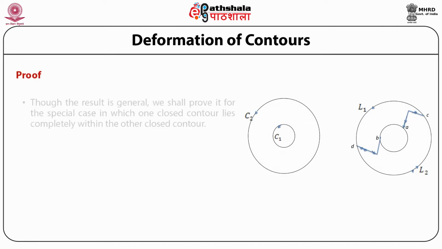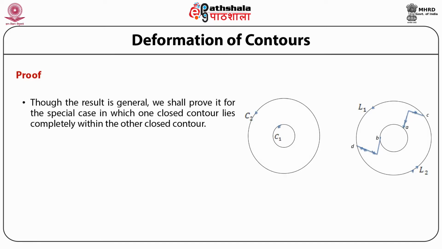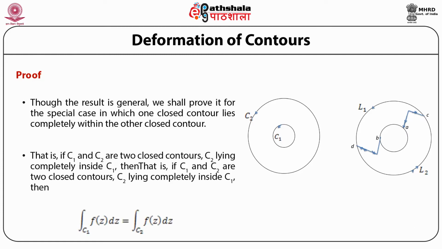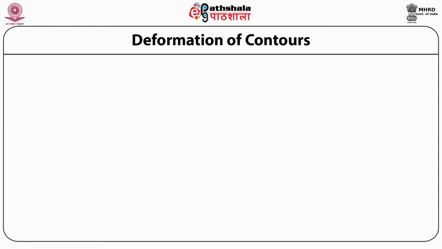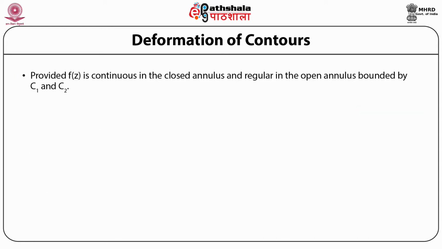Let us see its proof. Though the result is general, we shall prove it for a special case in which one closed contour lies completely within the other closed contour. That is, if C1 and C2 are two closed contours, C2 lying completely inside C1, then the integral over C1 of f(z) dz equals the integral over C2 of f(z) dz, provided f(z) is continuous in the closed annulus and regular in the open annulus bounded by C1 and C2.